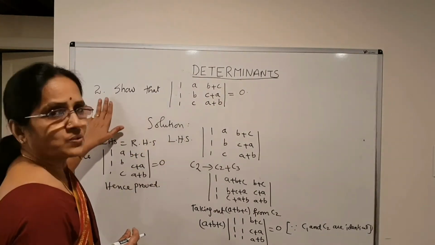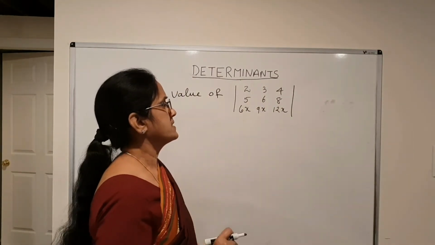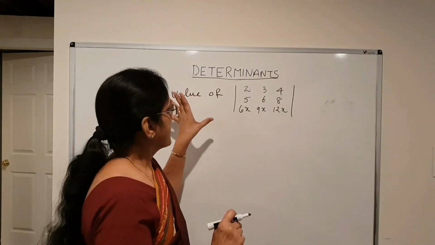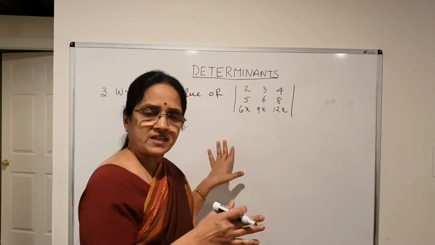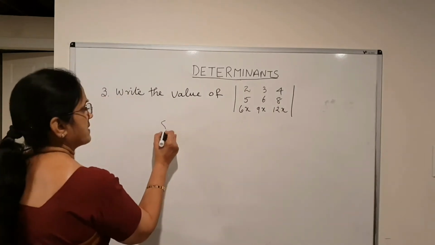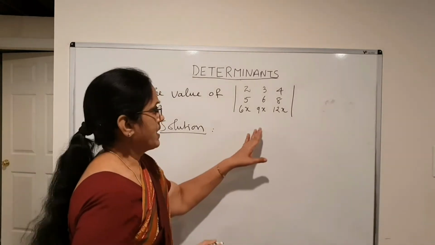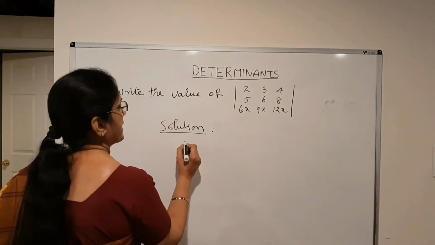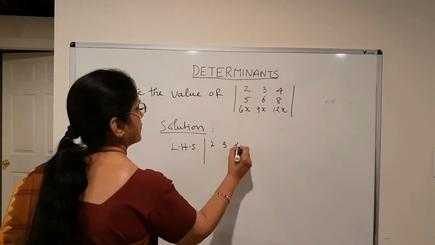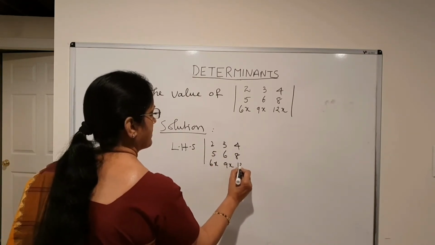Now let's move on to question number 3. Here you need to write the value of the determinant 2, 3, 4, 5, 6, 8, 6x, 9x, 12x. Since we are doing the problems under properties of determinants, we are supposed to use the properties and then evaluate this. Again, it's a very easy sum. Very easy question, will be asked for 1 mark in the exam. Now let me write this LHS: 2, 3, 4, 5, 6, 8, 6x, 9x, 12x.